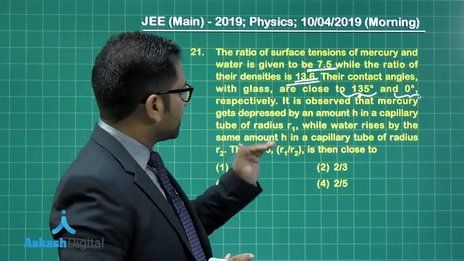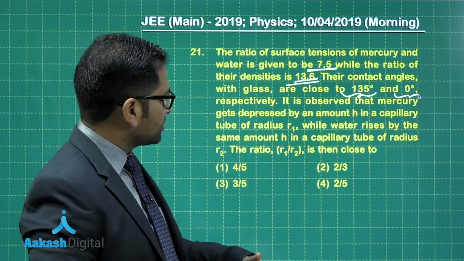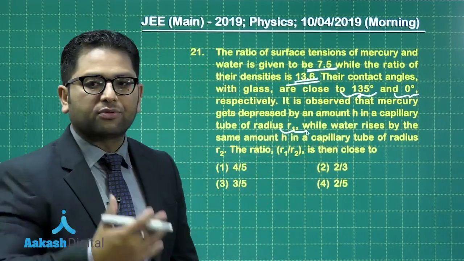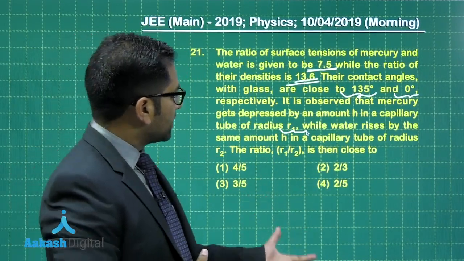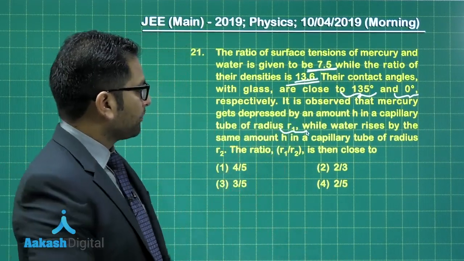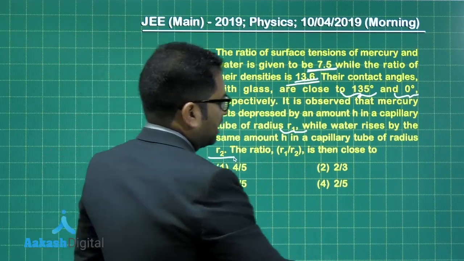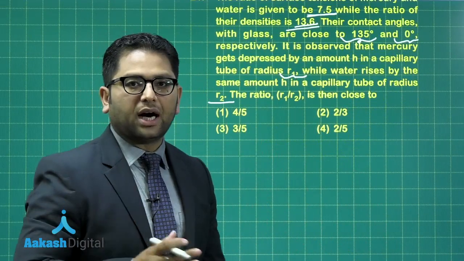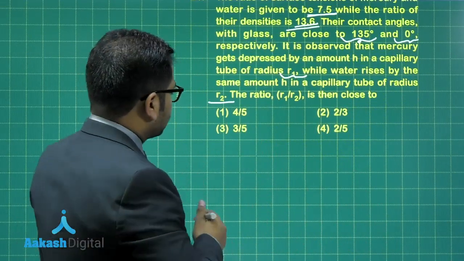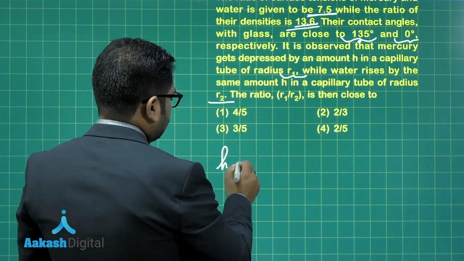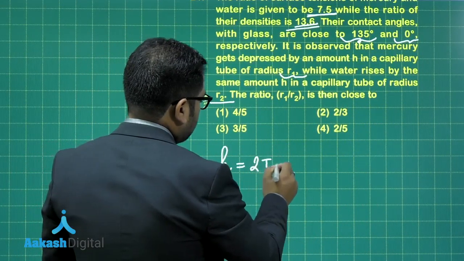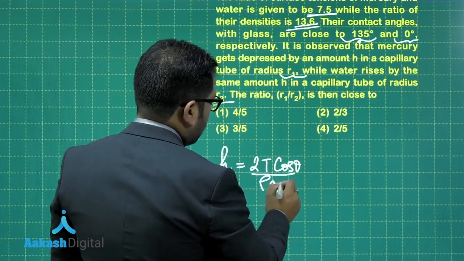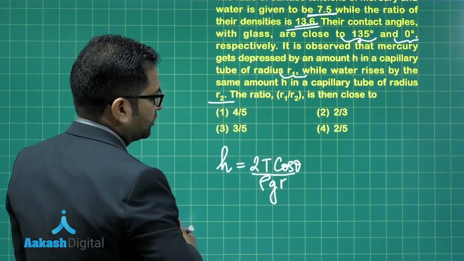It is observed that mercury gets depressed by an amount h in a capillary tube of radius R1. So this is the tube radius. And likewise, water rises by the same amount in a capillary tube of radius R2. So we need to calculate the ratio R1 upon R2. So what we do is that the height of ascent is quite obviously 2T cos theta by rho g r. That's the radius of the tube.